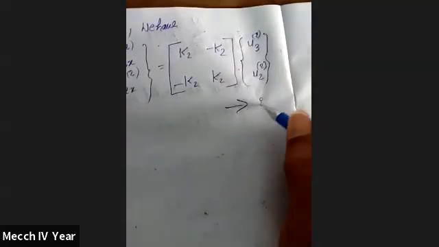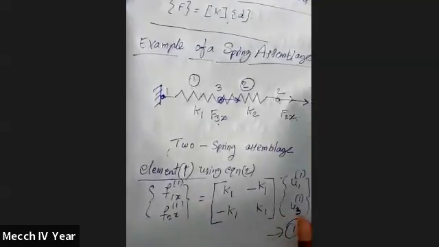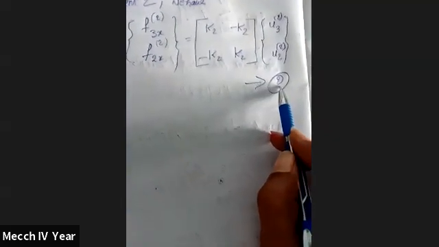So now here equation take 2. Now in here we are going to take 1. This is equation number 1. And now here I am going to take equation number 2. Okay. So elements 1 and 2.